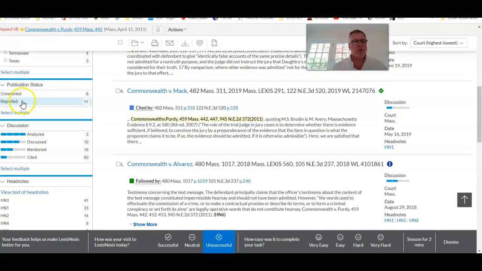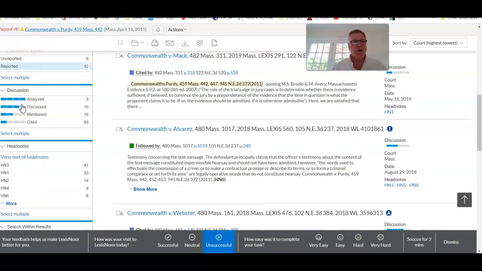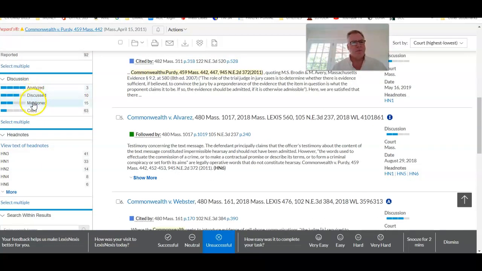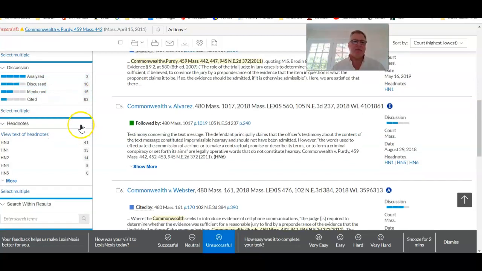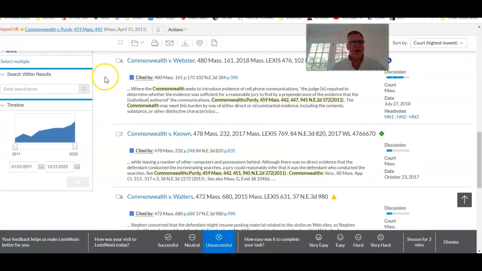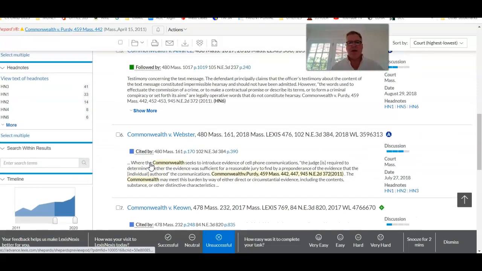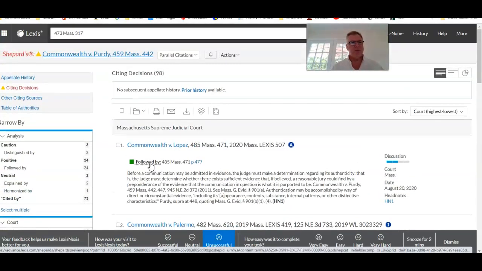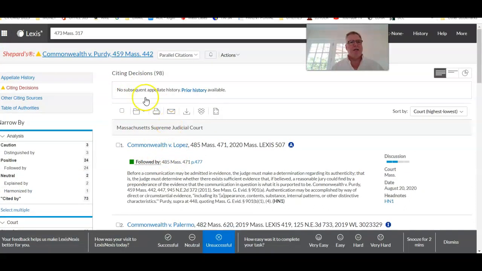We can break it down by reported and unreported. We're generally interested in reported. Again, these tell us there are 3 cases that analyzed it, 3 cases discussed it, 15 cases mentioned it. I'm not sure what the difference between analyzed and discussed is, but these are ways to narrow down these 94 cases or whatever. And we can narrow it down by age, which is good because sometimes your boss may want you to get a recent case. So we can type it in here and get ourselves some recent case law. Okay. Let's go back to the Purdy decision.